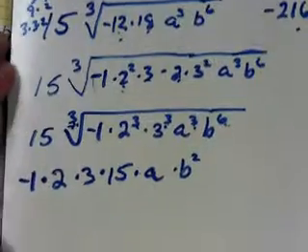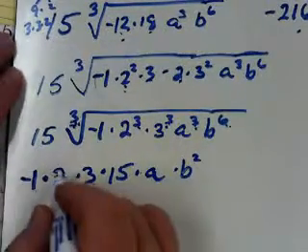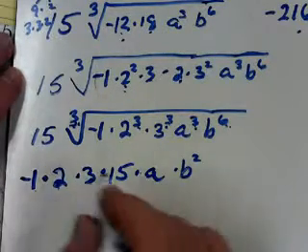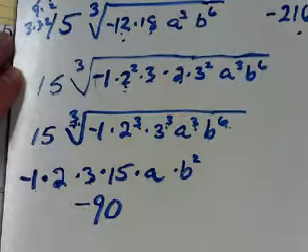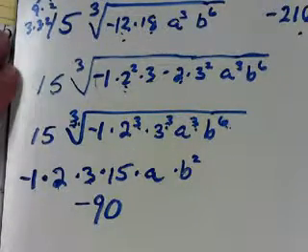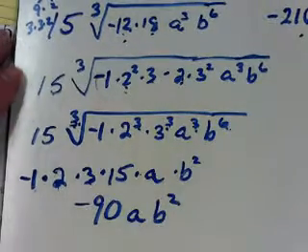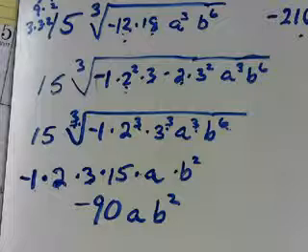So what's a negative 1 times 2? What's a negative 2 times 3? What's a negative 6 times 15? It is a negative 90 a b squared. Hard? No. Have to remember rules? Yes.